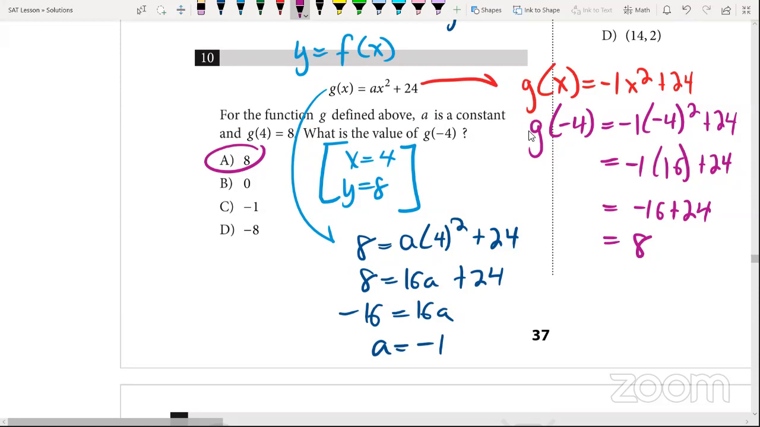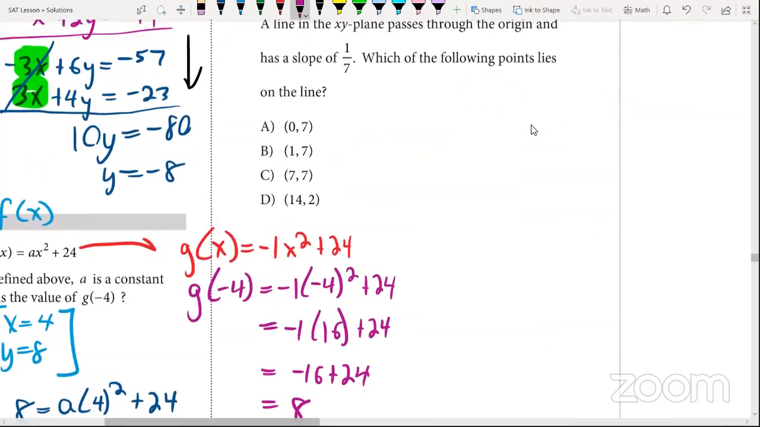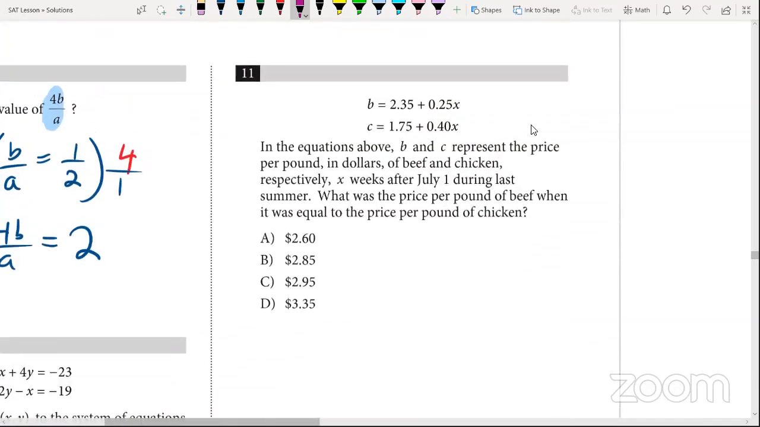Now we're going to number 11 here. Okay, B and C are the price per pound of beef and chicken. What was the price per pound of beef when it was equal to the price per pound of chicken? So if B and C are the two prices and they're telling us the prices are equal, they're saying set the first equation equal to the second. So 2.35 plus 0.25x is equal to 1.75 plus 0.40x.